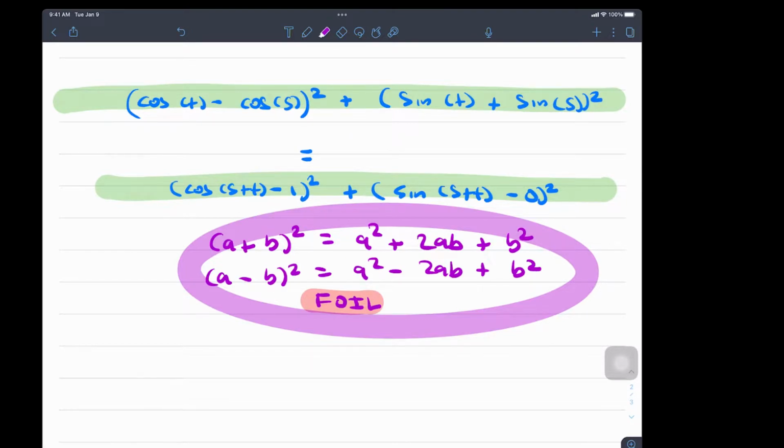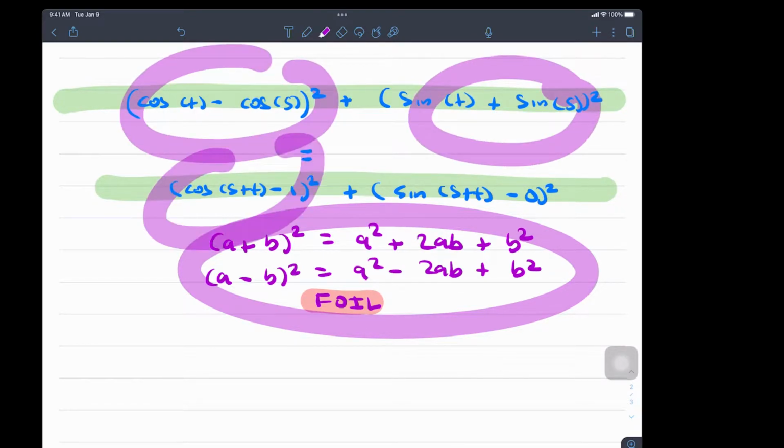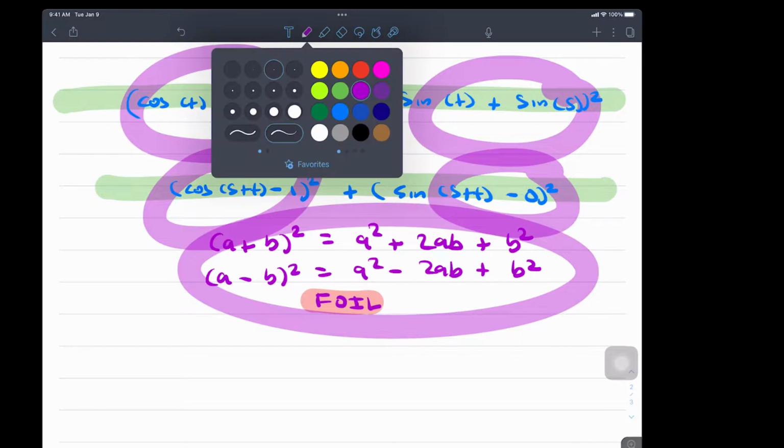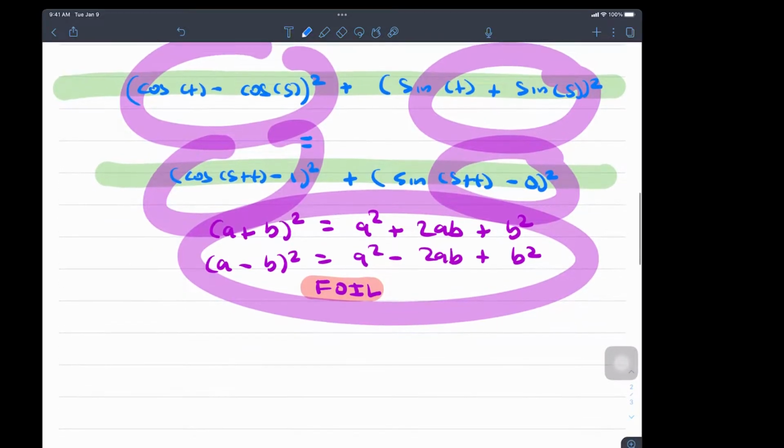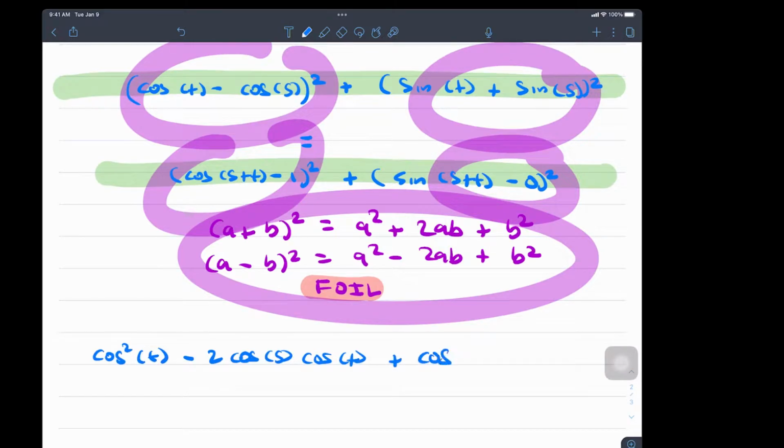So we're going to have to use FOIL where? Here, here, here, here, believe it or not. Okay, you guys okay with that? So for the first one in the upper left, we're going to have to do this same process here. So that'll be cosine squared t, right, minus 2 cosine s cosine t plus cosine squared s.